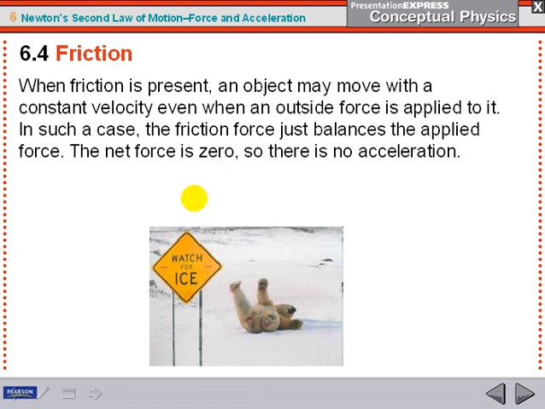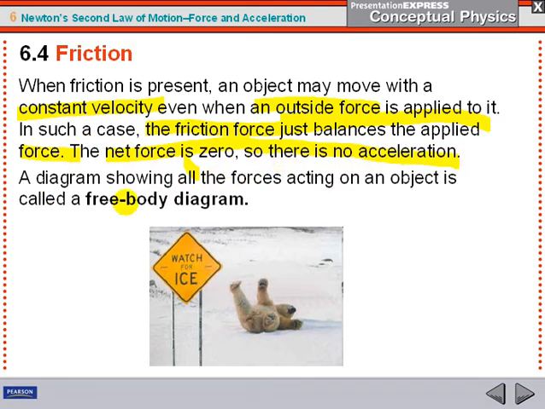When friction is present, an object may move with constant velocity even when an outside force is applied to it. In other words, you're moving at a constant velocity, and you have a force applied to you, but you aren't accelerating, and that's because there is no net force. The friction force balances the applied force, maybe what you're pushing, and the net force is zero, so there's no acceleration.